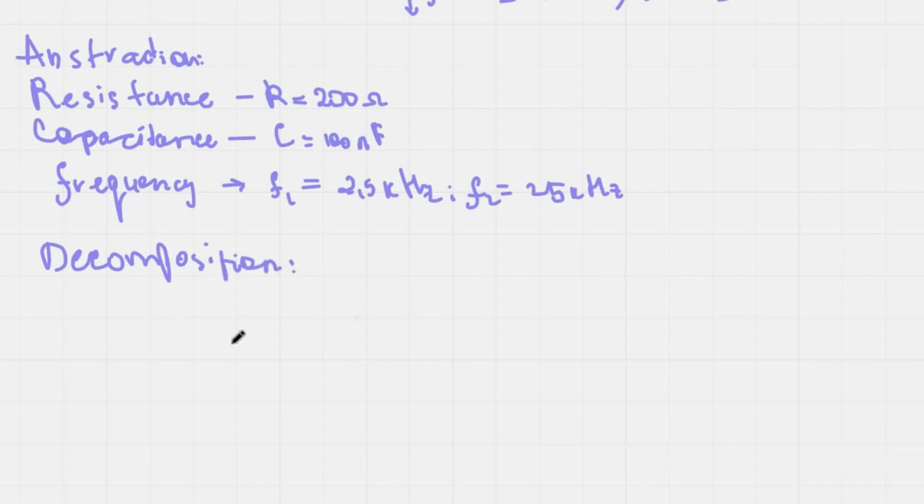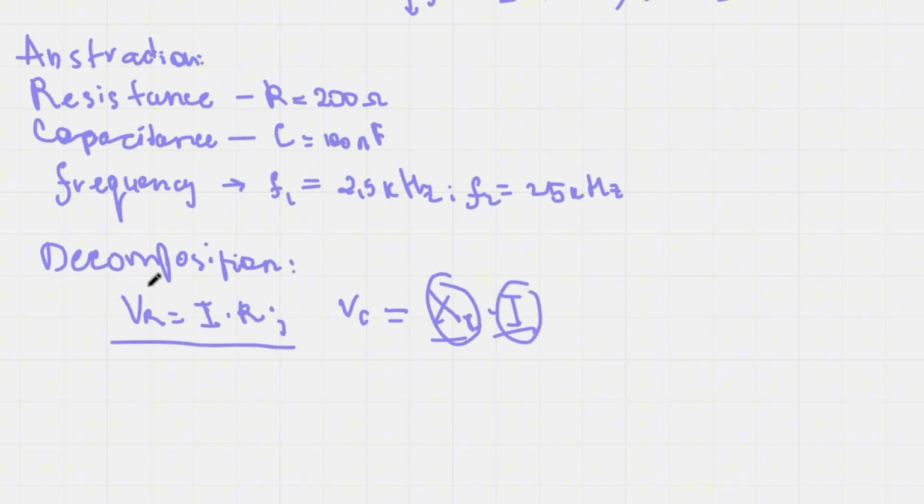Our main formulas look like this. Voltage equals I multiplied by resistance, and the voltage of the capacitor is the capacitive reactance multiplied by the current. As you see, we don't have the current and capacitive reactance. So first of all we will find the capacitive reactance, then we will find the current, then we will find the voltages at different frequencies.